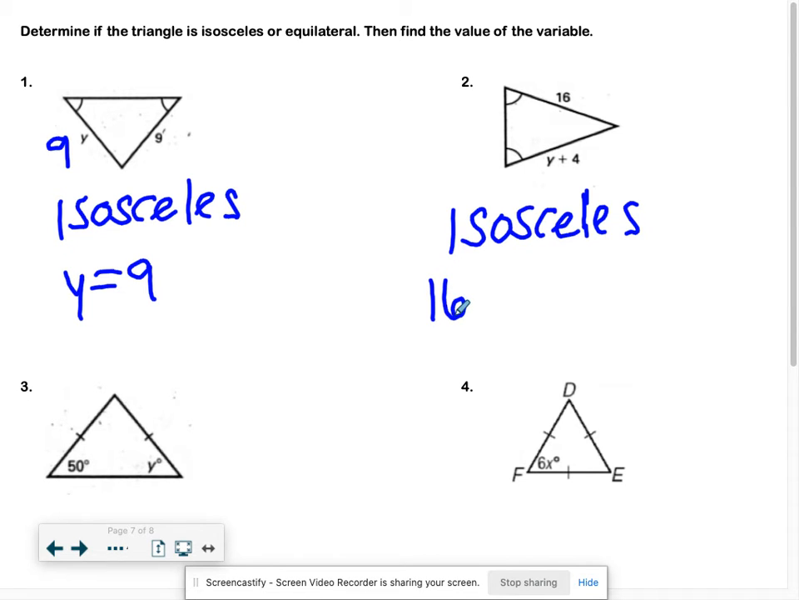12 plus 4 is 16. Yeah, these need to be equal, right? So I can write 16 equals y plus 4. Get y by itself, so subtract 4.